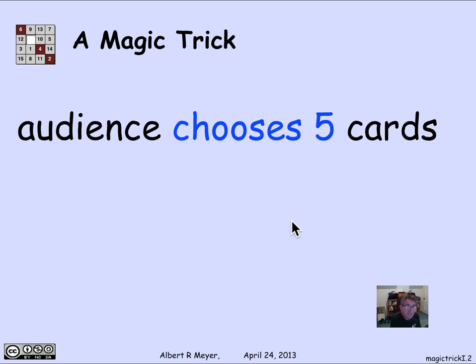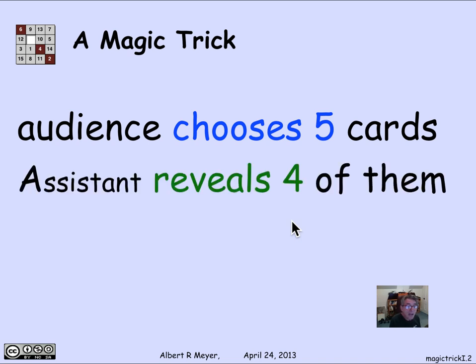The way this happens is that there's a magician and an assistant. The assistant goes around the audience and holds out the deck and picks random people to pull cards out of the deck. In this way, a 5-card hand is assembled. The assistant then reveals 4 of the cards to the magician. The class is shown the entire set of 5 cards, and the magician doesn't see the 5th card. The assistant just shows the 4 cards to the magician.